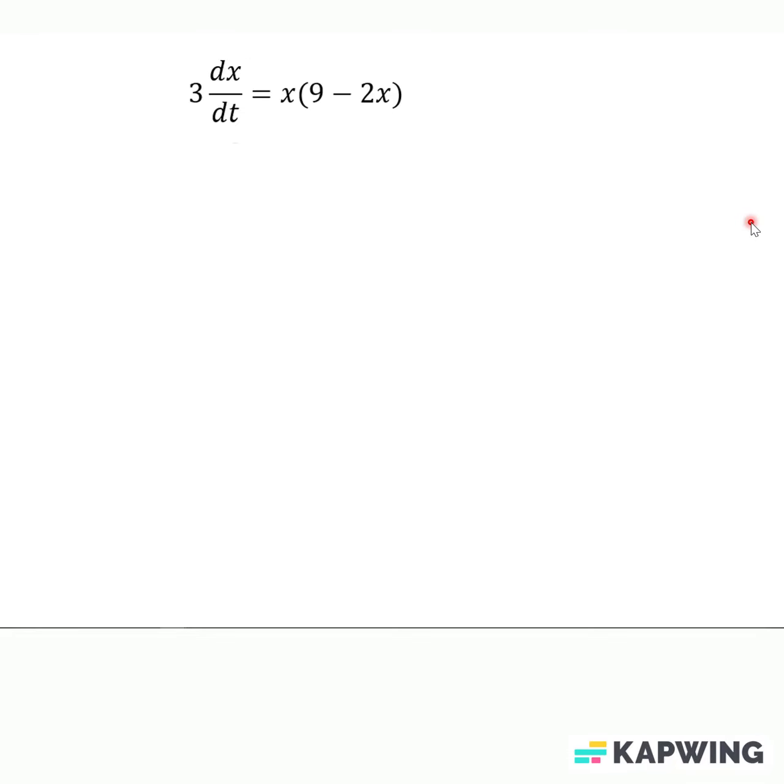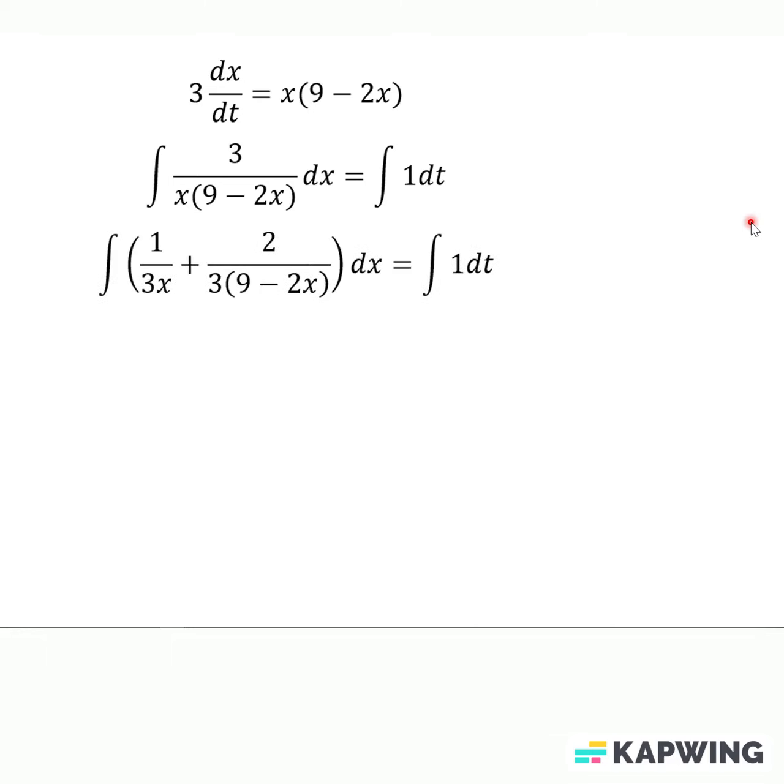It looks like this. We're going to separate the variables, get the x on one side, t's on the other. So divide by that x times 9 minus 2x, and then just end up with 1 on the right hand side. Split it up into my partial fractions so I can integrate it. 1 over 3x is a third ln x.